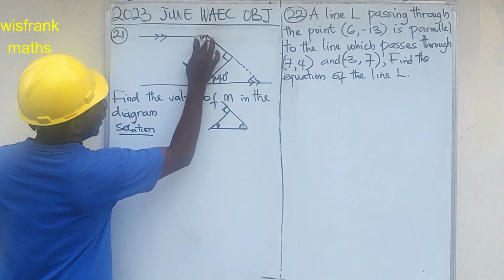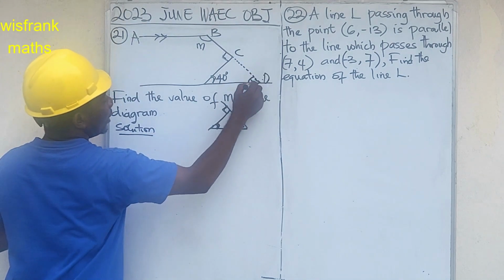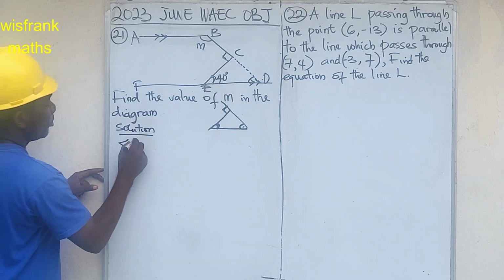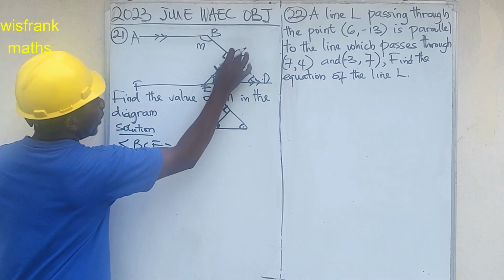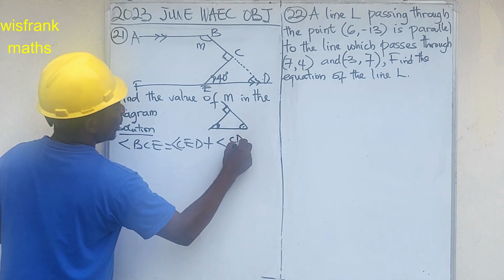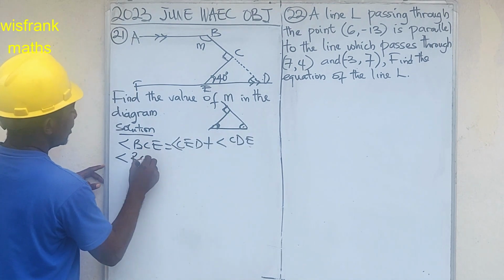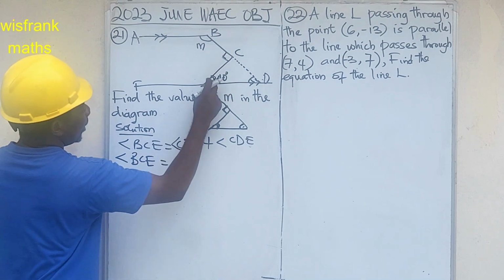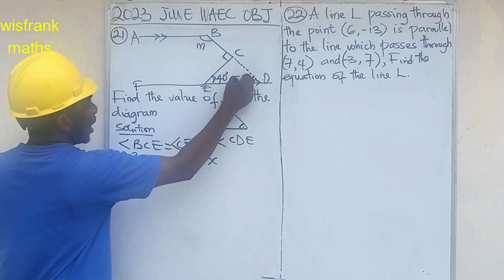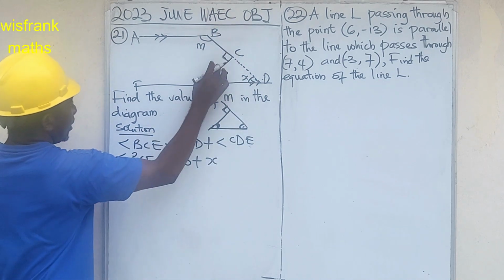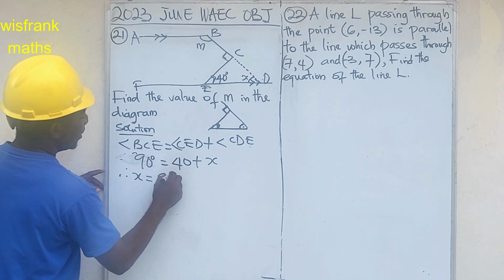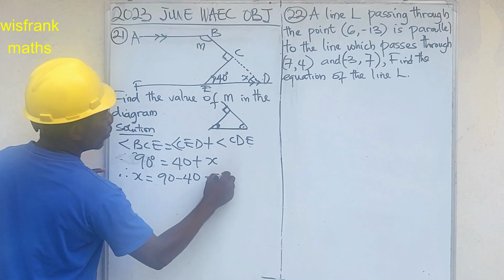Therefore, let's call this A, B, C, D, E, and F. Now we have angle BCE. Angle BCE equals angle CED plus angle CDE. That means angle BCE equals angle CED, which is 40 degrees, plus this angle, which is, let's say, X, because this is the angle we are going to find. And here BCE is 90 degrees as it is given. Therefore, our X equals 90 minus 40, and our X equals 50 degrees.